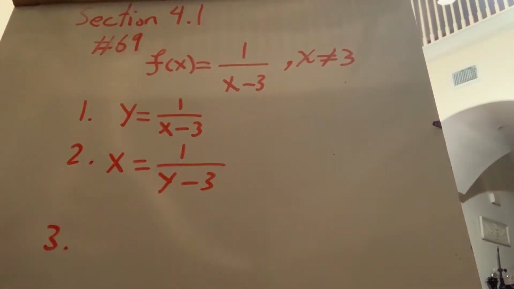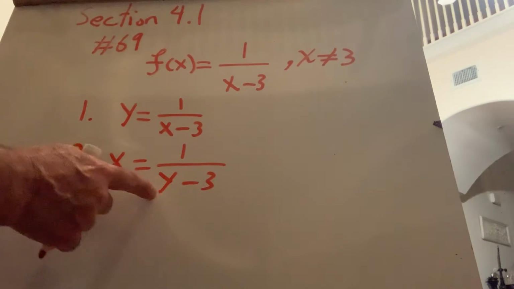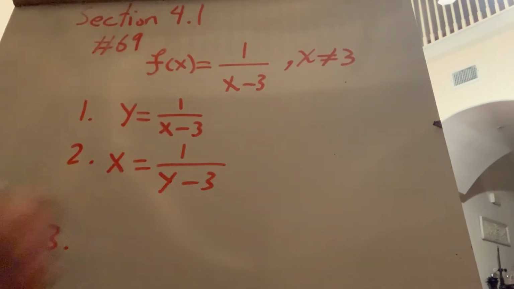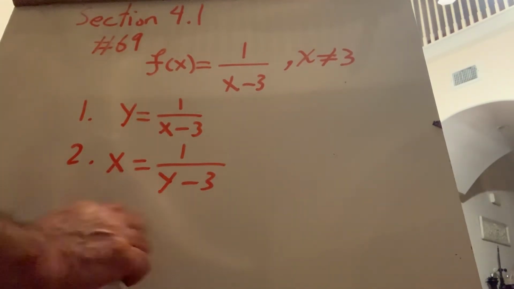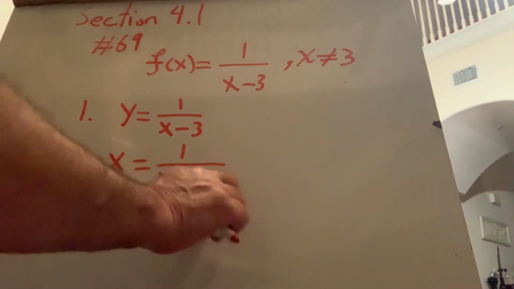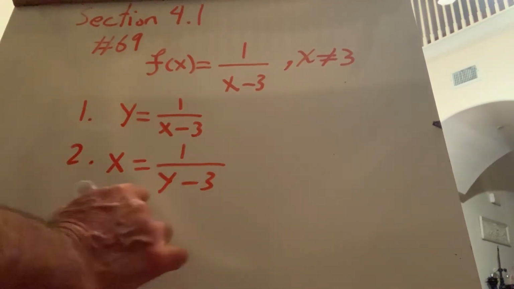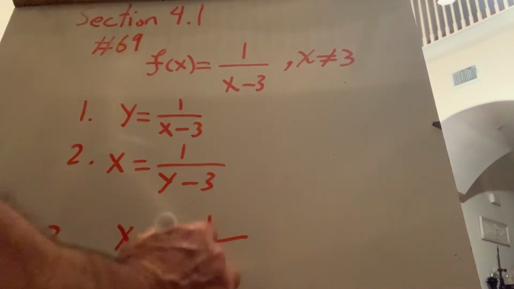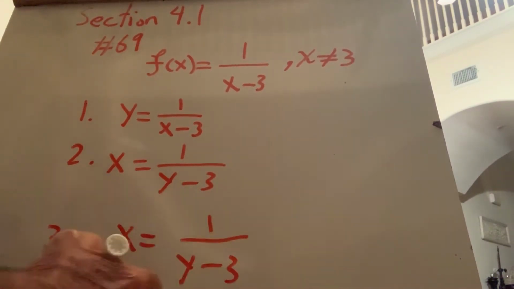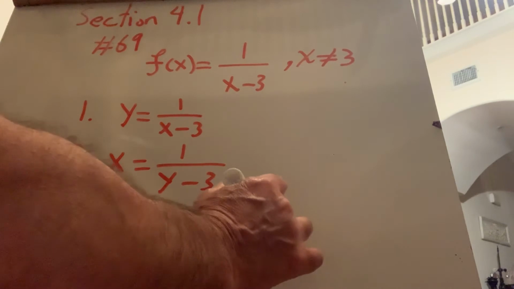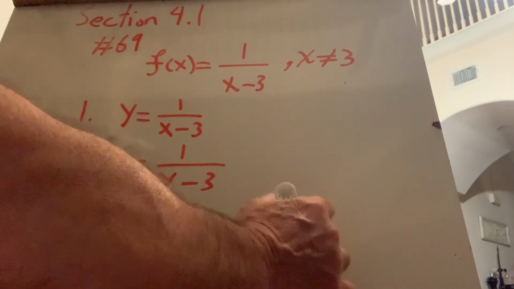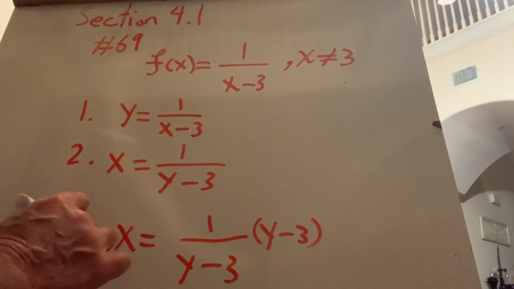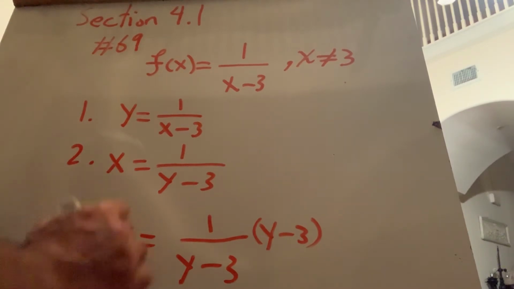And don't forget, we have the same issue here. To solve for y means the y has to be upstairs. It cannot be in the denominator. So we're going to have to remove the y, except we can't just remove the y. We have to remove the entire denominator. So I'm going to write that equation again, and then we'll see how we can remove the denominator. To remove any denominator, you just have to multiply by itself. So we multiply both sides by y minus 3.